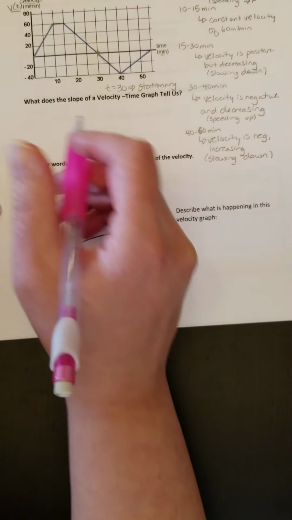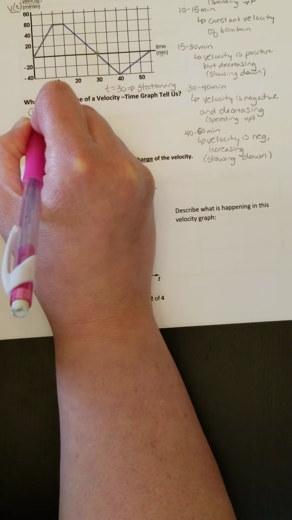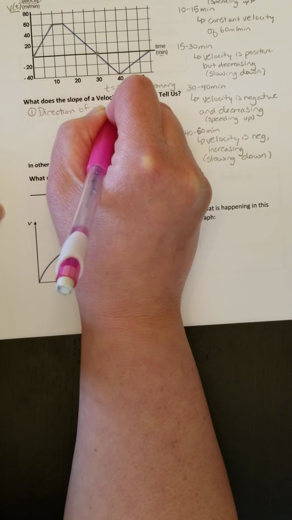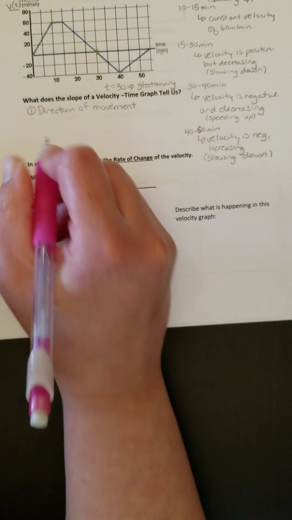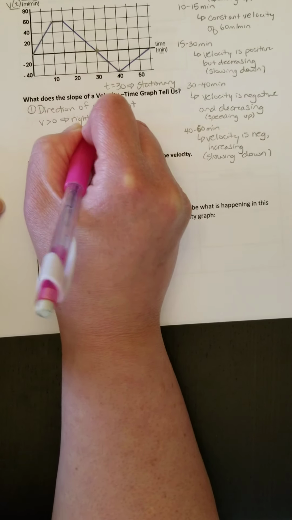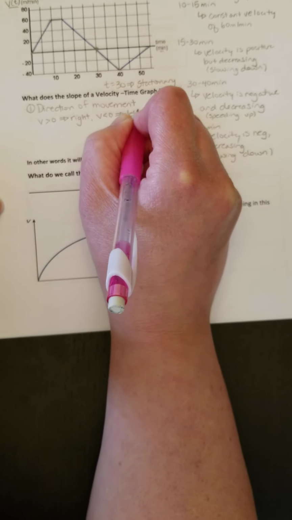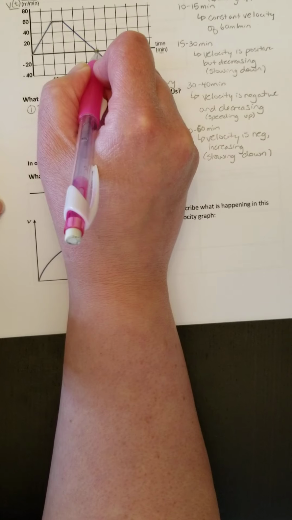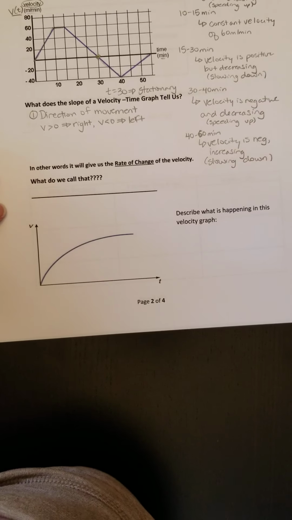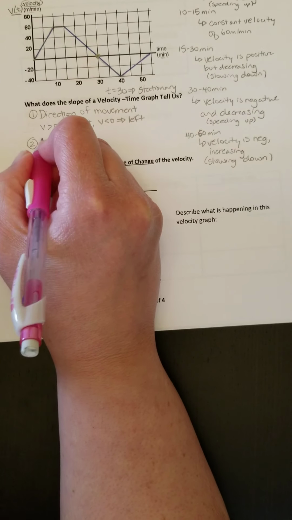So the velocity time graph tells us a few things. The first thing it tells us is the direction of movement. If v is greater than 0, it's moving right. If v is less than 0, it's moving left. And obviously at those points where the velocity is equal to 0, that would be not moving at all, or stationary. It also tells us whether it's speeding up or slowing down.